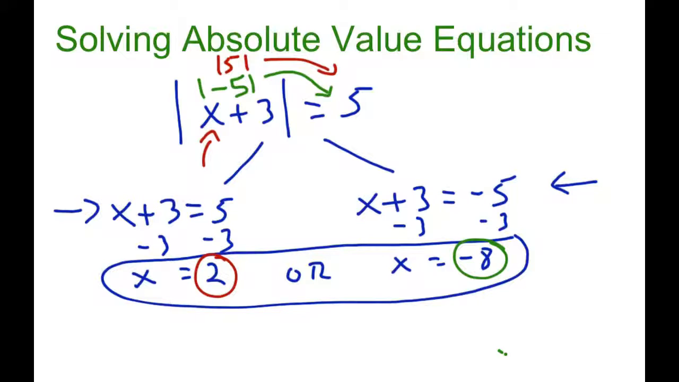So just remember, you want to split this up into two parts. On the left side, rewrite it exactly how it was without the absolute value symbols. On the right side, exactly how it was without the absolute value symbols, except you're going to put a negative sign with that number.